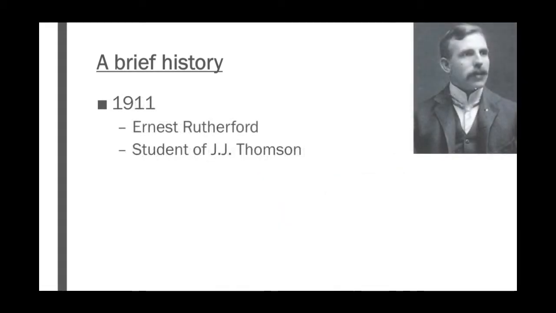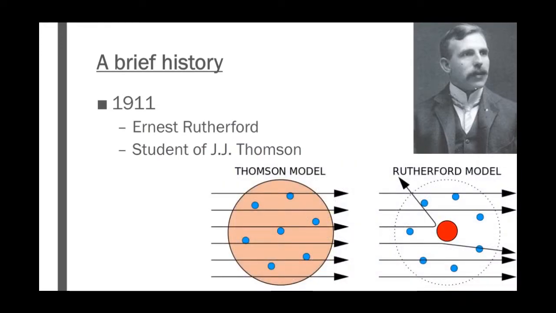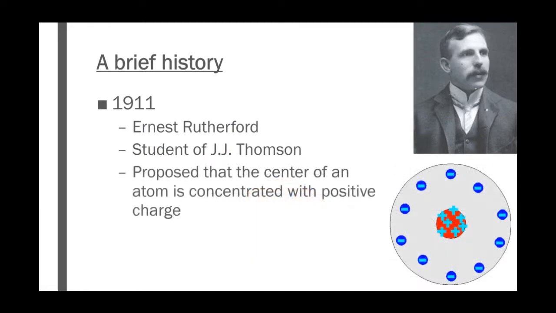In 1911, Ernest Rutherford, who was a student of J.J. Thomson, through his experiments on the plum pudding model, discovered that it is not exactly right. In fact, he proposed that the center of an atom is concentrated with positive charge. This is very similar to what we understand today, but according to Rutherford, the negative charges are still simply distributed around the positive charge in an even manner.